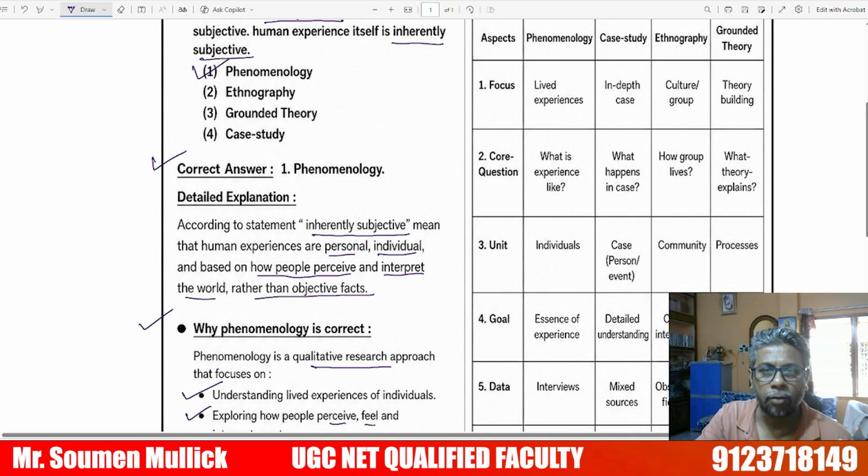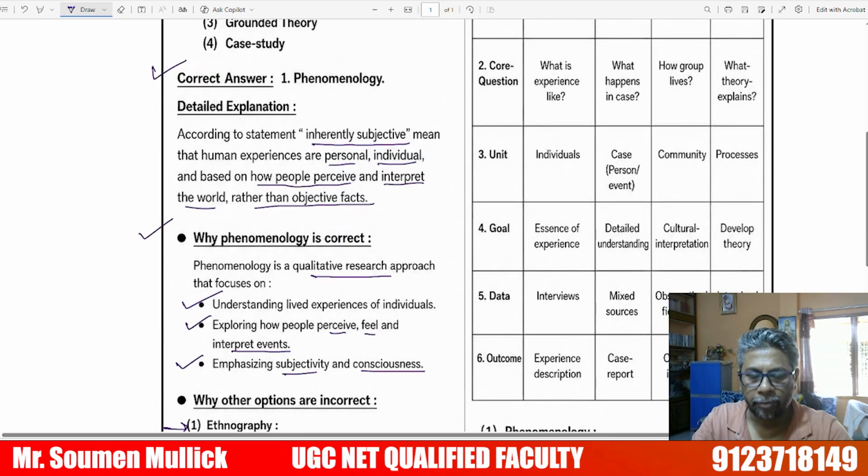What is the goal of phenomenology? The goal of phenomenology is the essence of experience. Goal of case study is detailed understanding. Goal of ethnography is cultural interpretation. Goal of grounded theory is the developed theory.